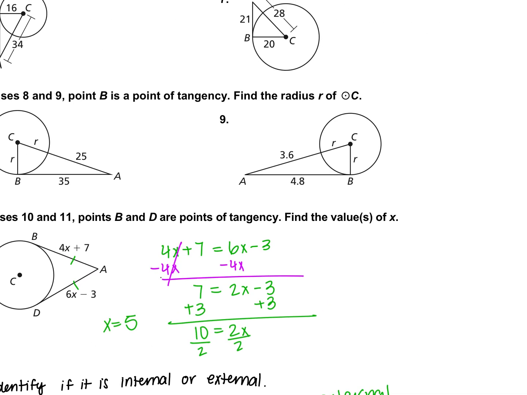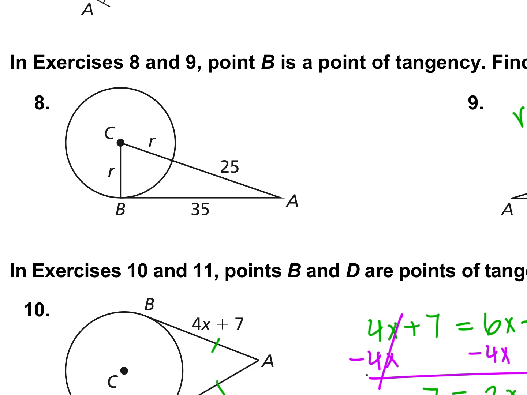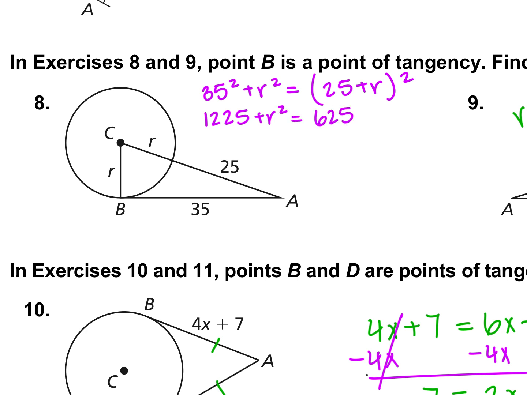All right, number 9. I'm not going to go over that one because it's a decimal, but I'm going to give you the answer for those of you that solved it. R should have equaled 1.4. I am going to go over number 8, though, concept-wise, just so you know how to solve this one. You're using the Pythagorean theorem, so you should have had 35 squared plus r squared equals, don't forget your parentheses, 25 plus r, squaring it, and you have to FOIL. Do not distribute the 2. 35 squared, you should have had 1,225 plus r squared equals 625 plus 50r plus r squared.